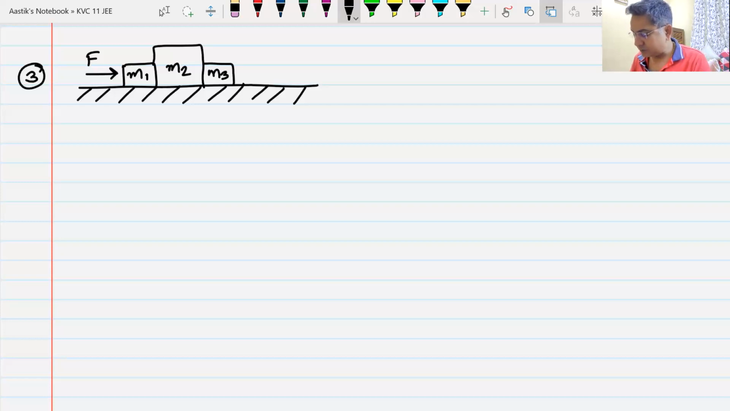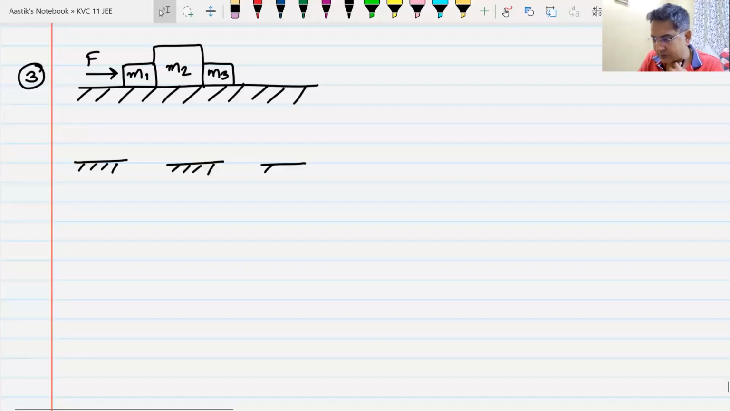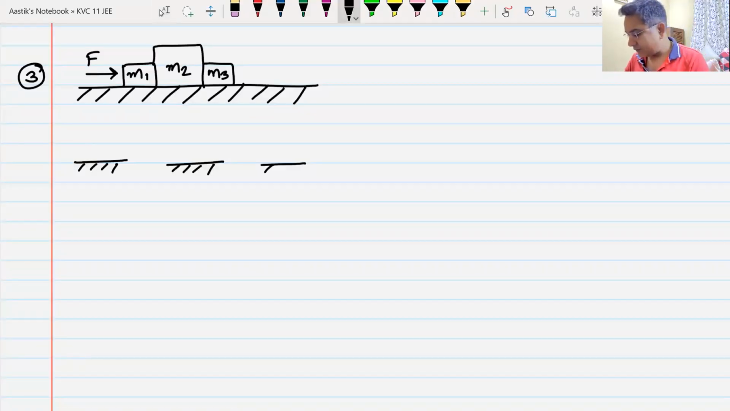Sir, acceleration is equal to F upon M1 plus M2 plus M3. Yes, that is correct, beta. What about the forces between the two blocks? How will you get the forces between the two blocks? That is what I was asking. Let me do it once more, and then probably I'll try to make more sense. Let me do it fast.